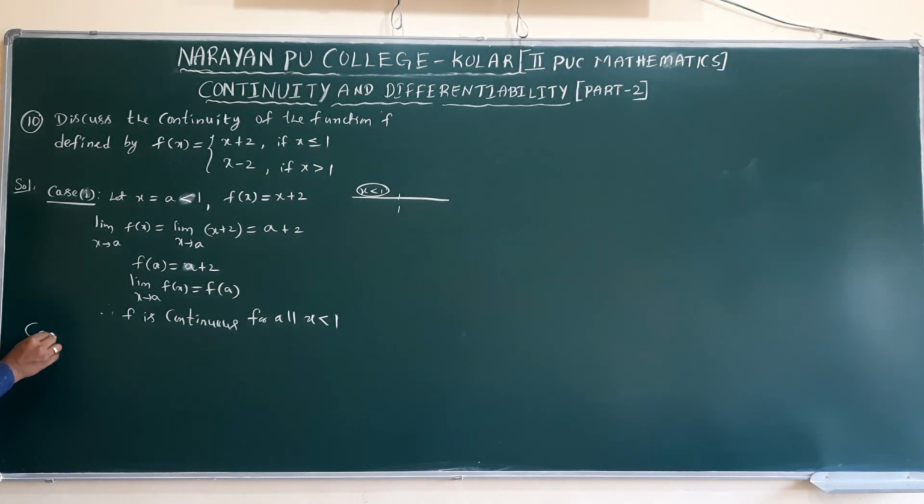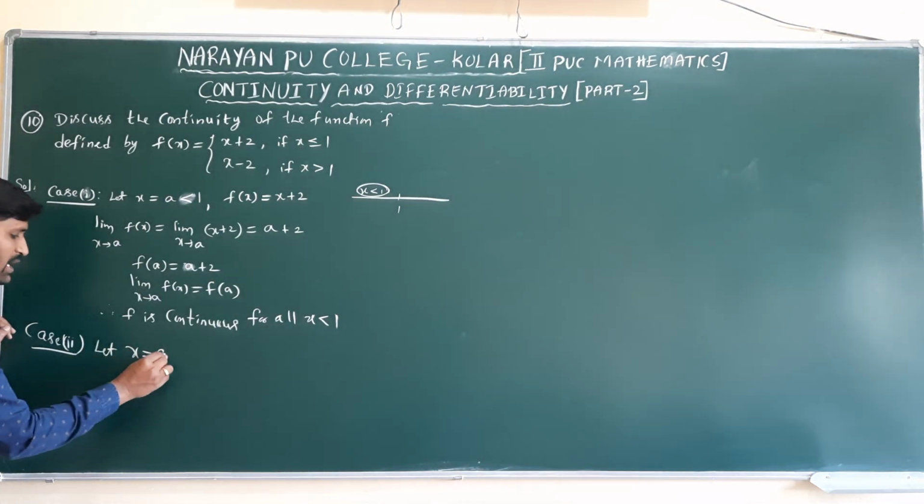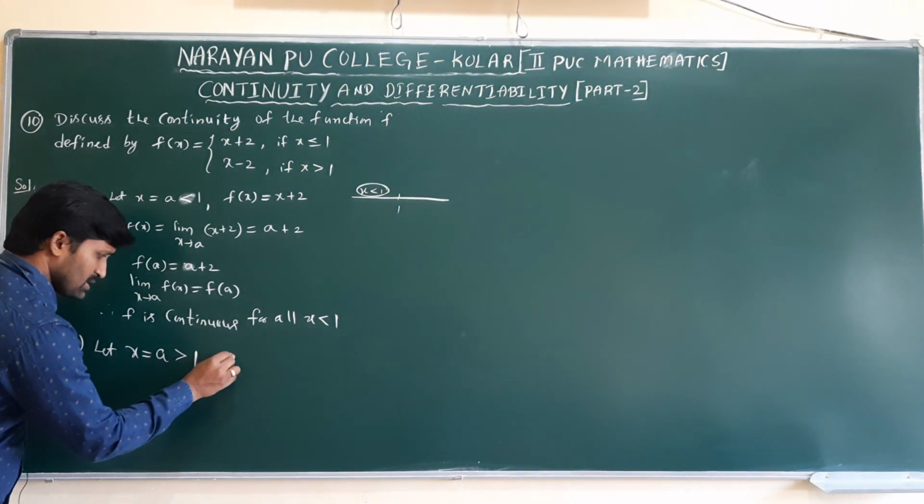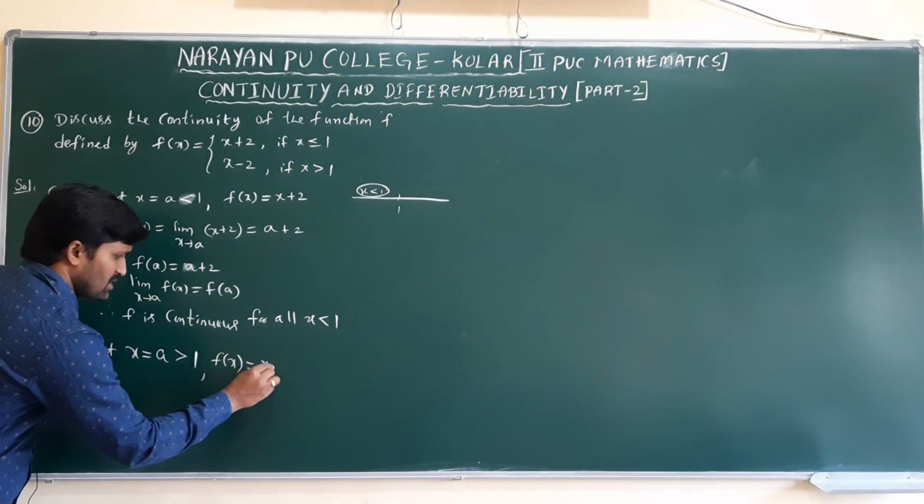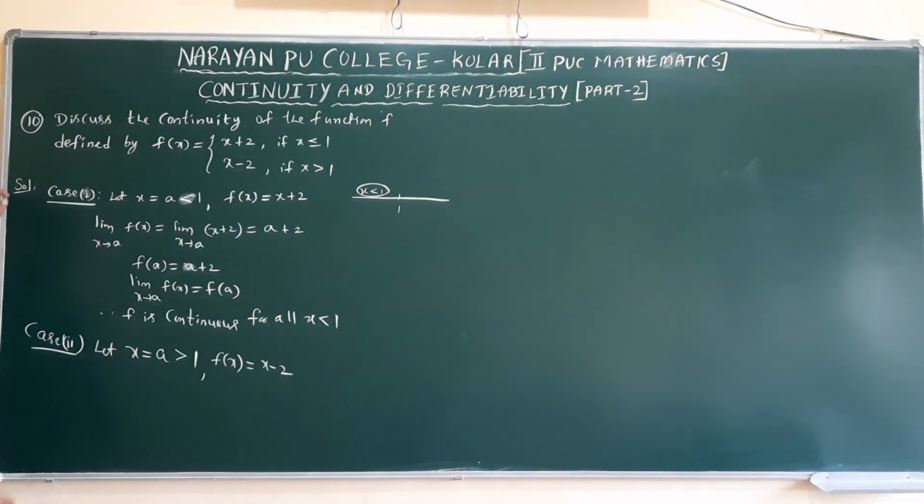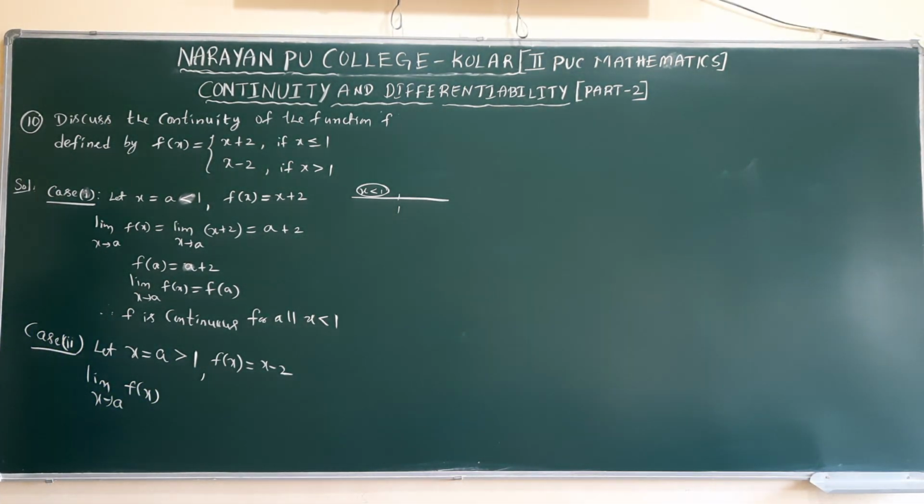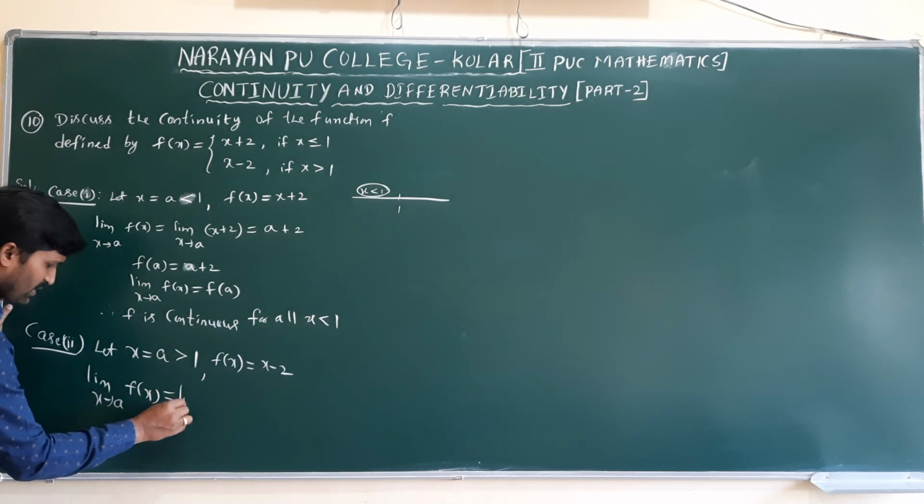Next case 2. Case 2 what here? Let x is equal to a, that is greater than 1. Now greater than 1 means at greater than 1 what is the function defined? x minus 2. Here also we'll first check the limit. Limit x tends to a f of x. Here we don't have multiple functions, single function only. That's why we are using first definition. Limit x tends to a f of x.